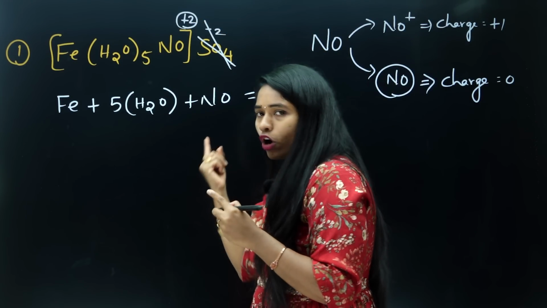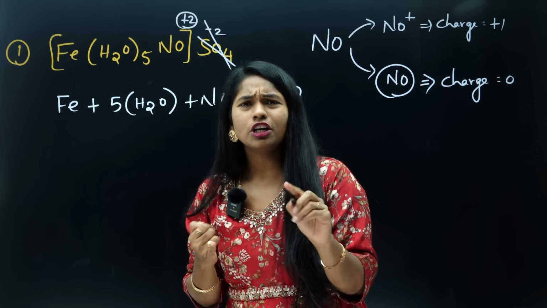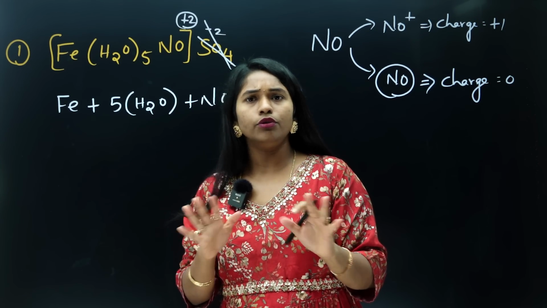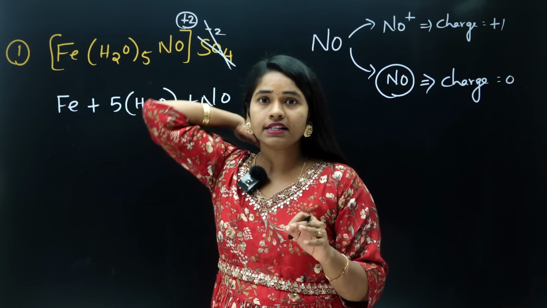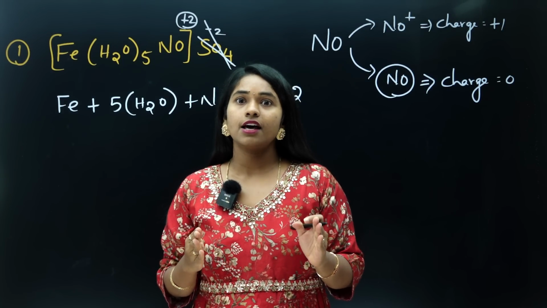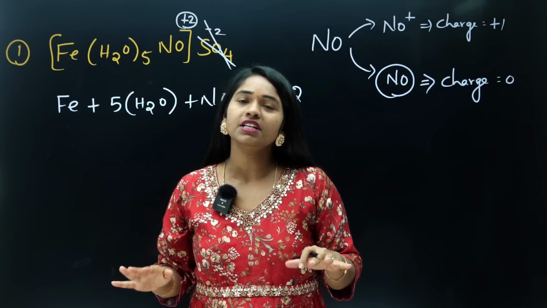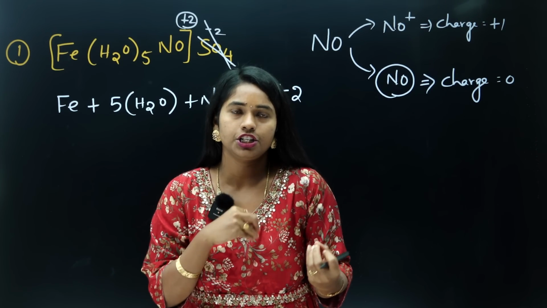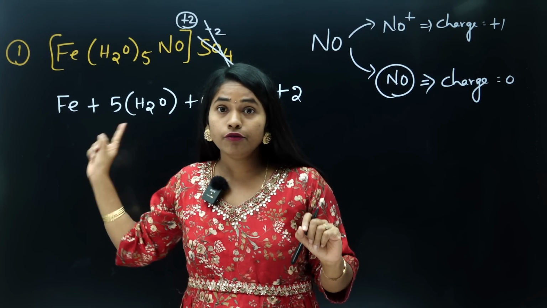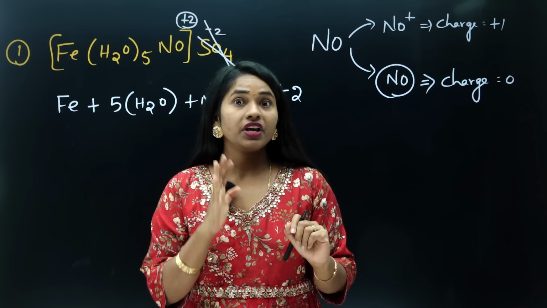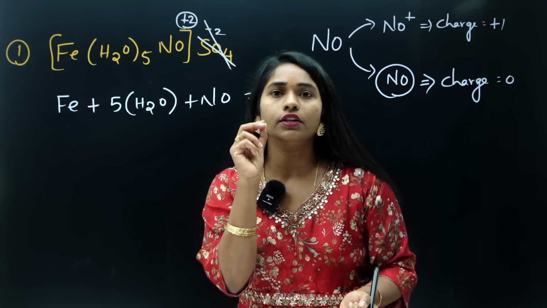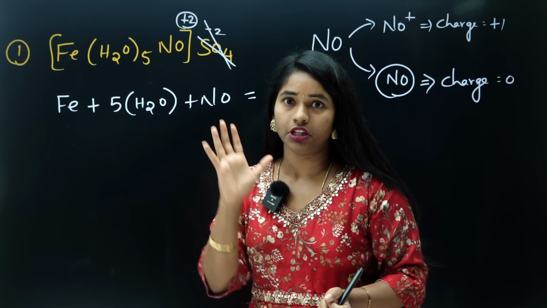And water is neutral, so you always substitute 0, no charge. And if you see chlorides like Cl minus, Br minus, always minus 1. Those ligands are called innocent ligands. Innocent ligand means their charge is always the same. But NO is a non-innocent ligand, meaning we can't predict its charge. I am using oxidation number, sorry, charge. We can't predict the charge on the molecule.